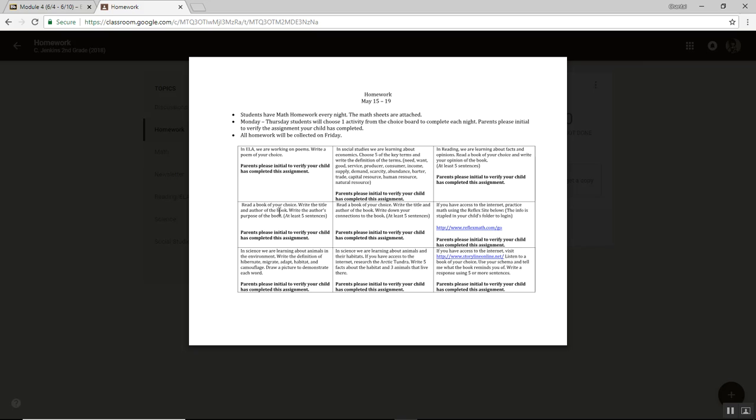And let's say Monday night they wanted to choose this one. They would work on that assignment and their parent would initial. Tuesday, if they wanted to do this choice, they would choose this one and their parent would initial. Wednesday, they would choose a 3rd choice, and then Thursday, they would choose a 4th choice, and then Friday, I would collect all homework.